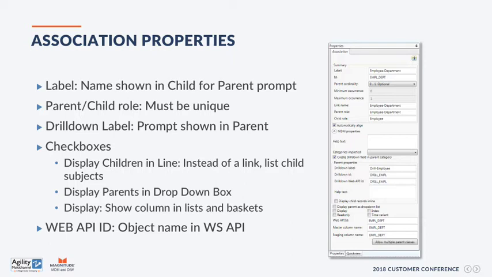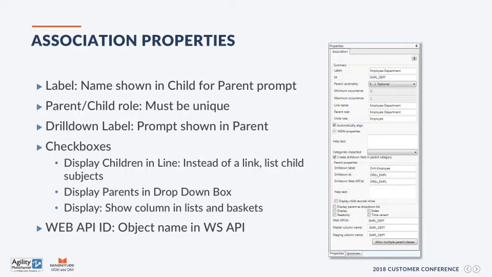Display parents in the drop-down box. So if I were entering a record into the child category, do I want to simply be able to select those parents from a drop-down box, or do I want to have a link that opens a little search dialog where I can find the parent that I'm looking for? Generally speaking, the guidance here is the number of parents that are available. If you have a parent category that's going to have 15 or 20 subjects, then that's a good candidate for a drop-down box. If it's going to be significantly more than that, you probably want to have a pop-up and be able to scroll through and search those parents.